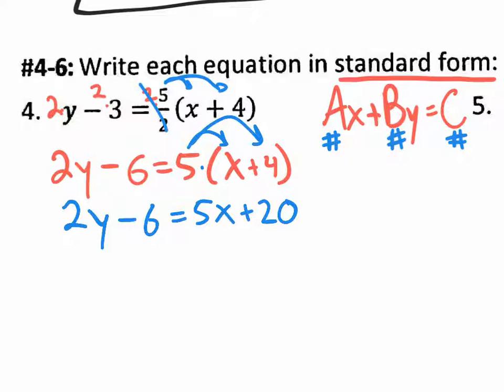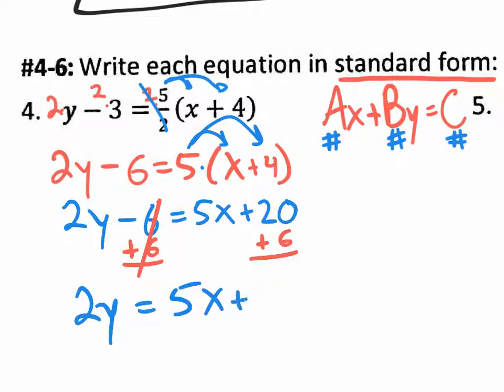I know that I want my numbers to the right and my x and y's on the left. So I want to get rid of that minus 6 by doing the opposite, plus 6. I want to move it to the right. The minus 6 plus 6 cancels out. I have a new equation that reads 2y equals 5x plus 26. And the only other thing I need to do is move the x to the left. So I don't want the 5x on the right side.